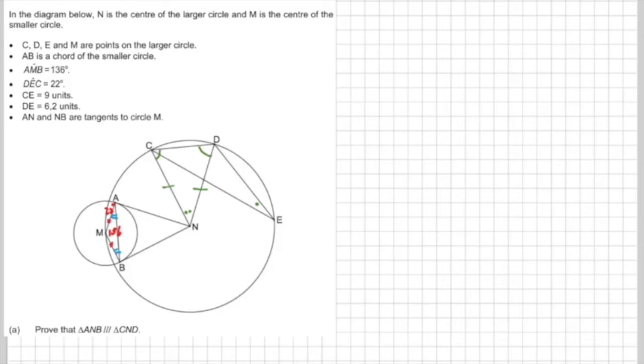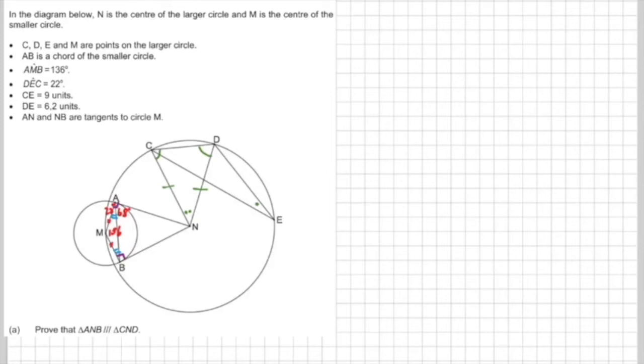I'm going to come back to the angle DEC being 22 degrees because I want to just work in that small circle for a moment. So they say AN and NB are tangents to the circle. So first of all, a radius is perpendicular to a tangent. So in other words, the whole angle A and the whole angle B must be 90 degrees, and therefore angle BAN is 68 degrees. Fantastic, I'm getting closer and closer to this.